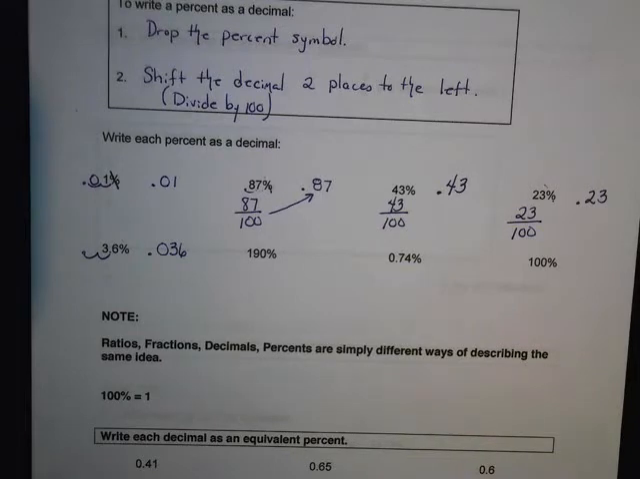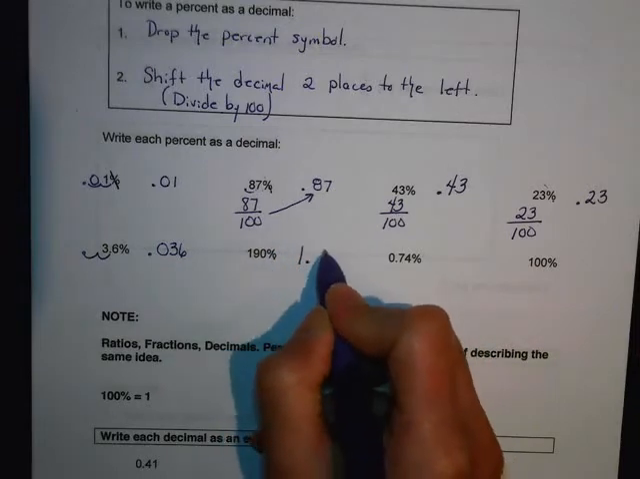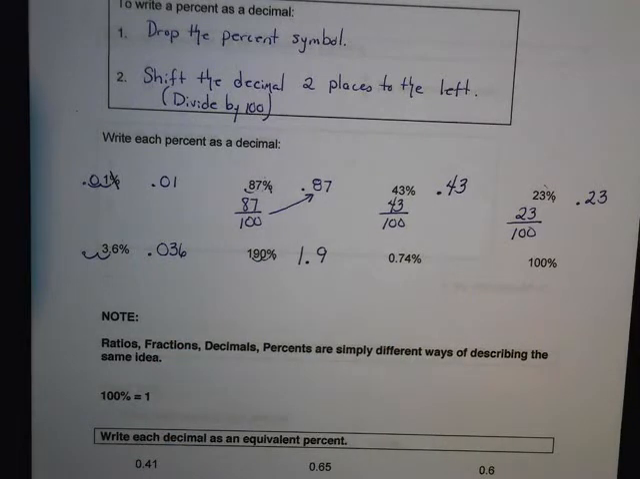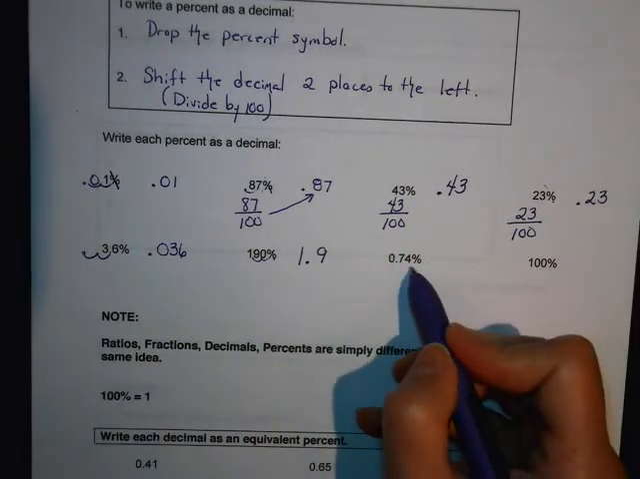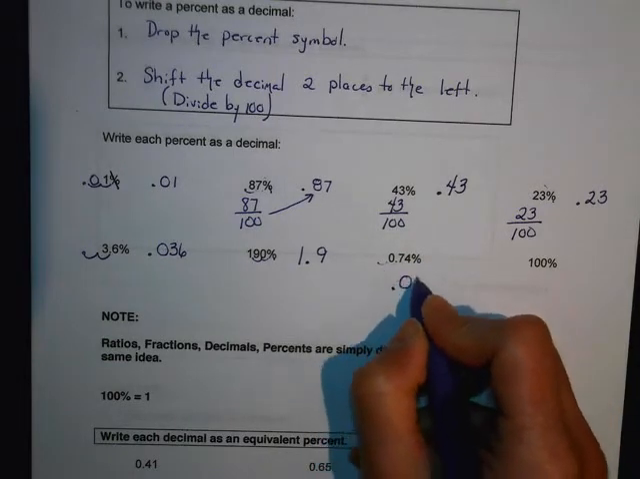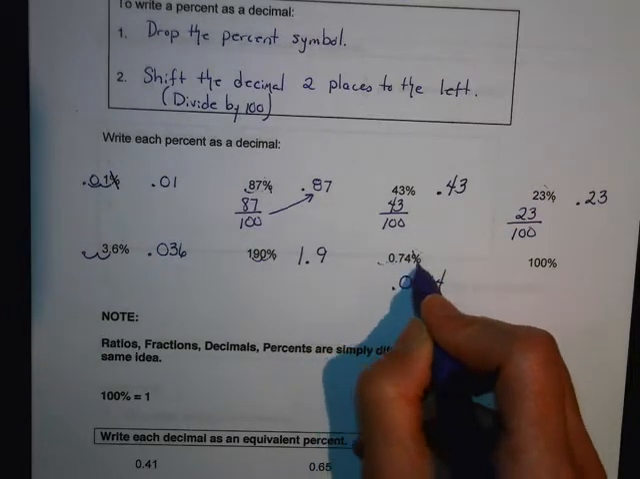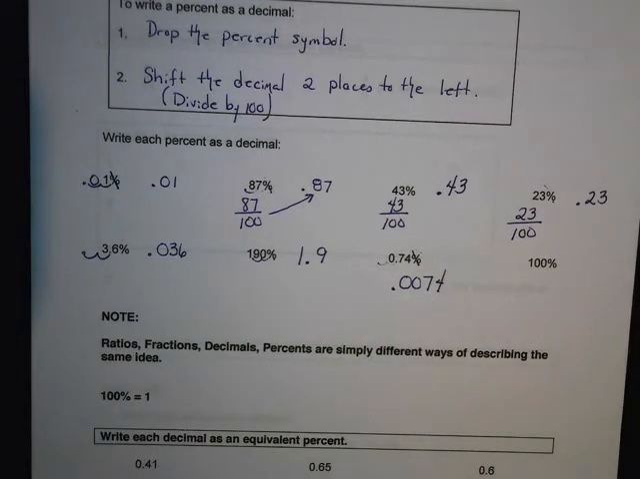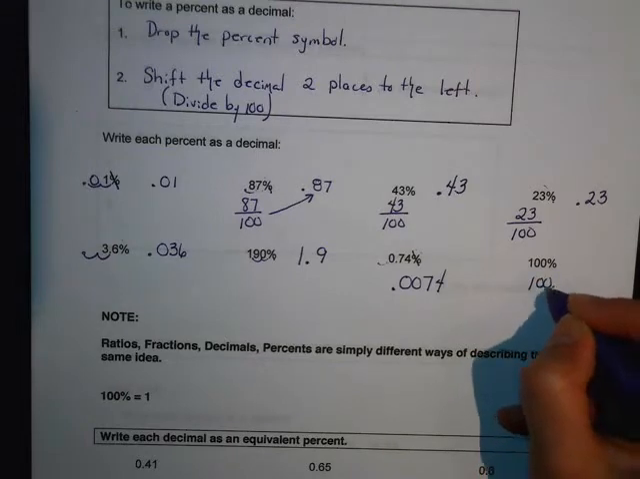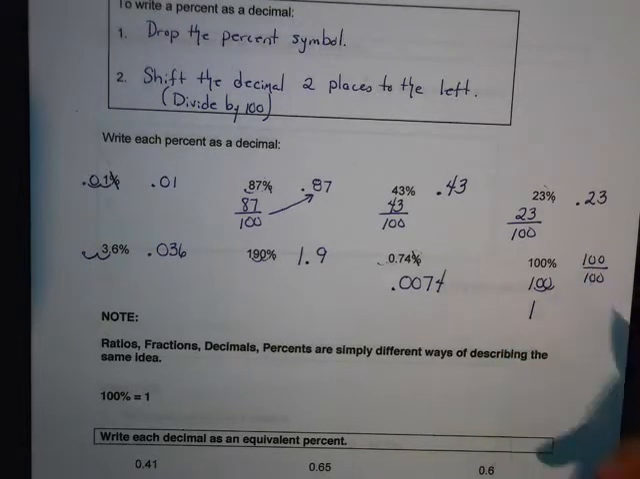How we doing? So don't self-doubt, right? Drop the percent, shift the decimal two places to the left, you'll get 1.9. Now some numbers are going to be small. If you drop the percent symbol and shift the decimal two places to the left, that's a very small percent, so as a decimal, it's going to be very small. And then 100%, if you shift the decimal two places to the left, it's just 1. Remember, 100% is 100 per 100, so it's just 1.